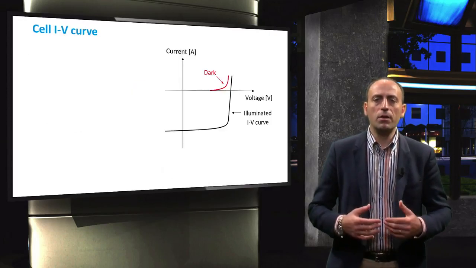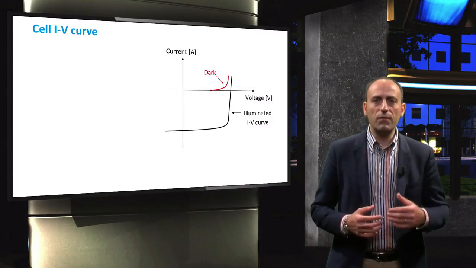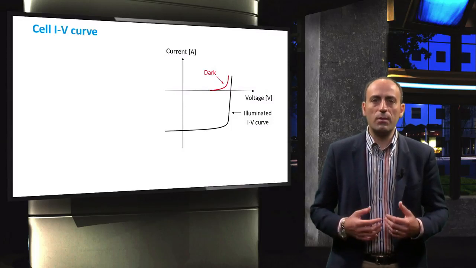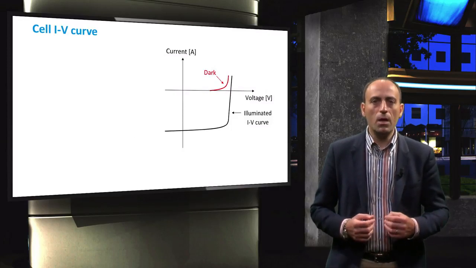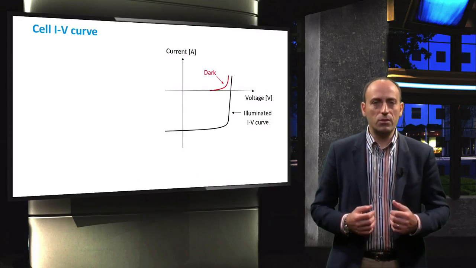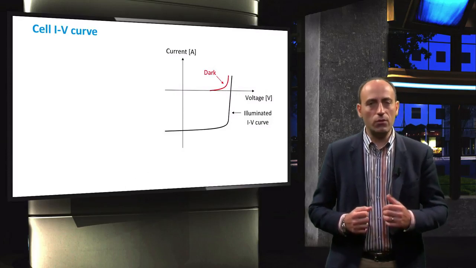Let's begin with the parameters that characterize a solar cell. Note that the vertical axis represents the current, while the horizontal axis represents the cell voltage. This black curve indicates the current voltage curve of an illuminated solar cell, while the red curve depicts the current voltage curve in the dark.